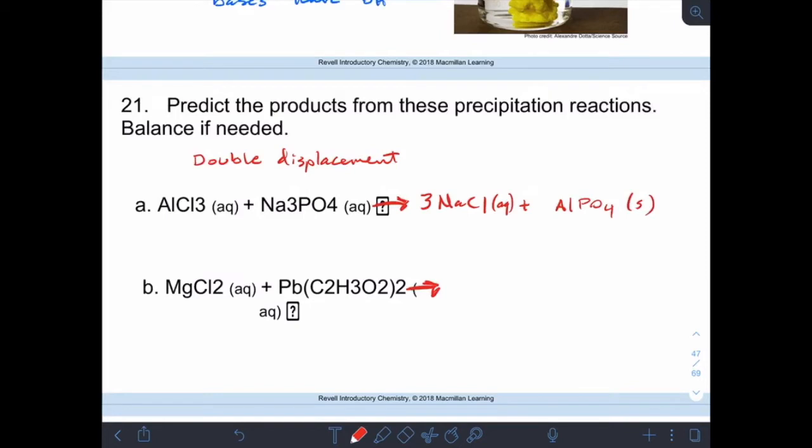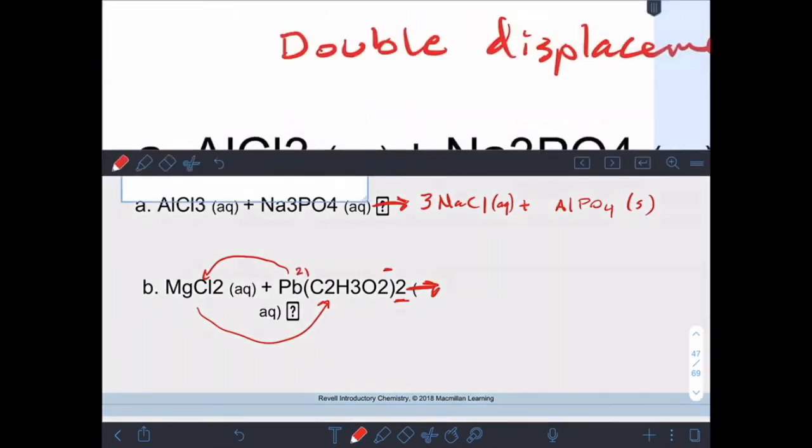Okay, so let's look at our next one. So again, this is 2 aqueous things, right? And this one on the right here is lead acetate. Okay, and acetate is a 1 minus. Okay, so I'm going to take and put my lead with the chlorine and my magnesium and put it with the acetate. Okay, so that means that I've got a, now if acetate is a 1 minus, and I have 2 of them, then that means that lead is a 2 plus.